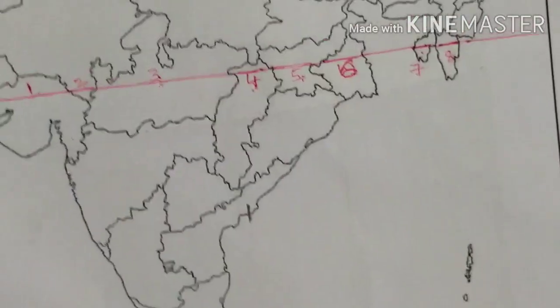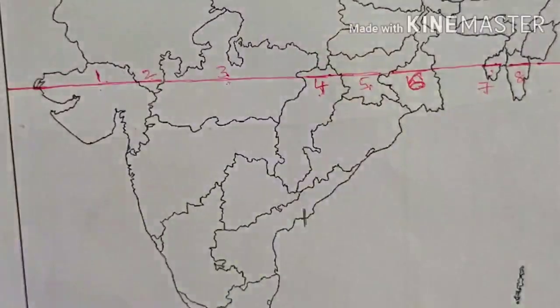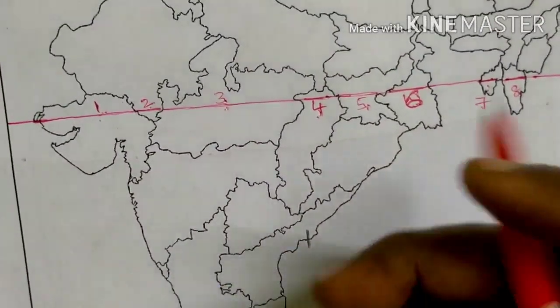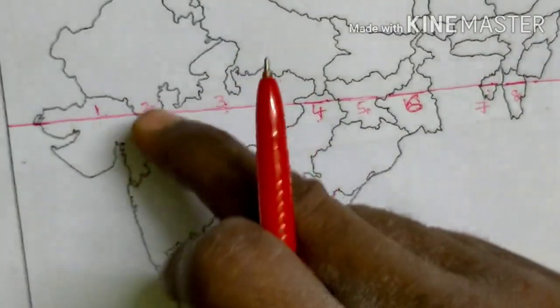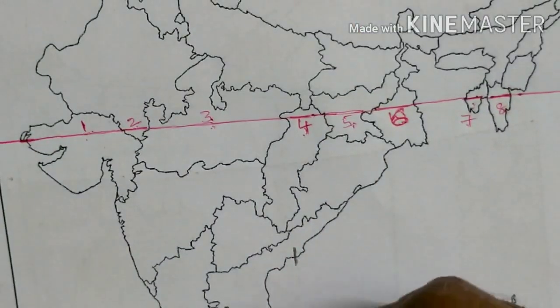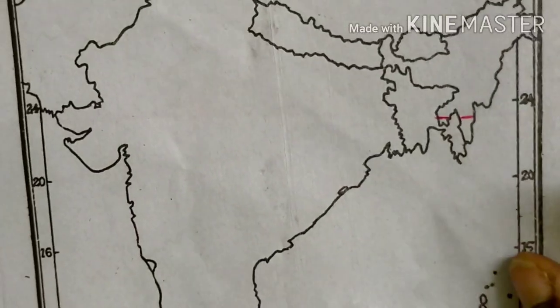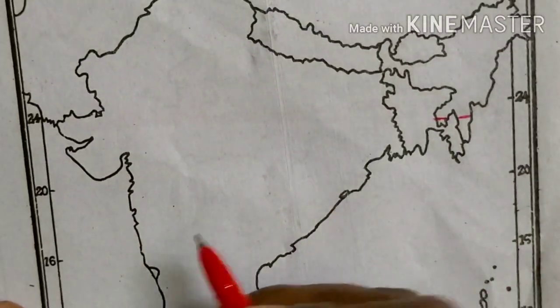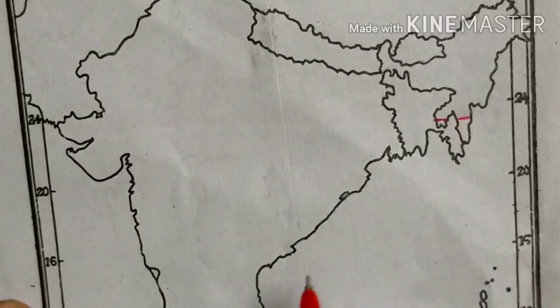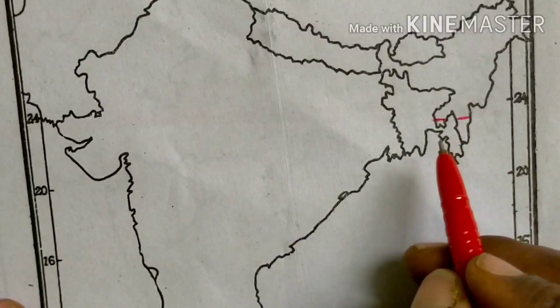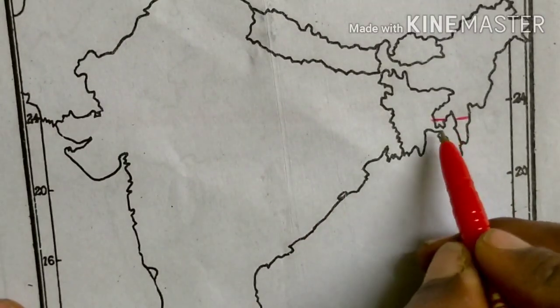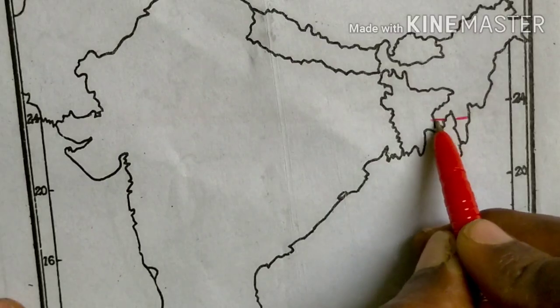Now, this type of map is not given in examination because this map has state boundaries. But in our examinations, outline map is given. When outline map is given, how to draw Tropic of Cancer? First you observe the map and first you draw a small line at here.